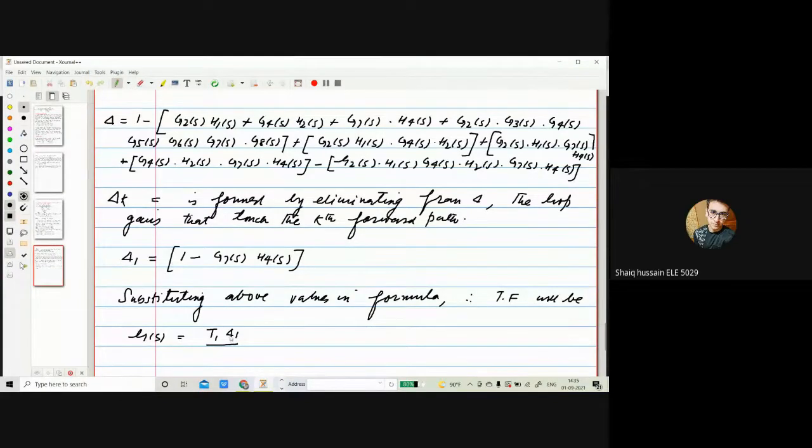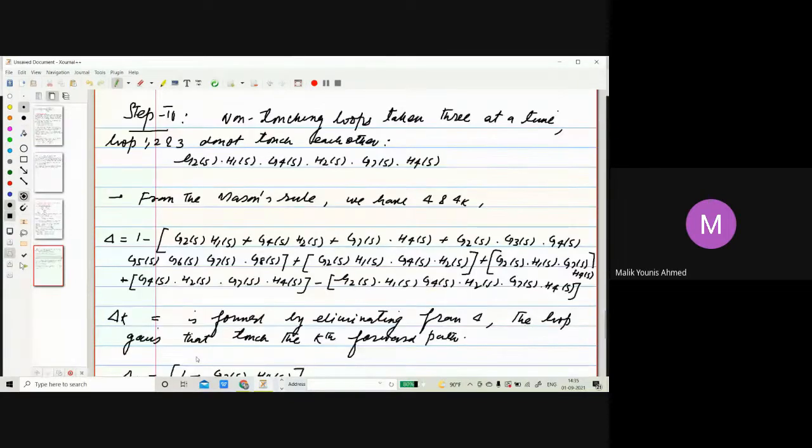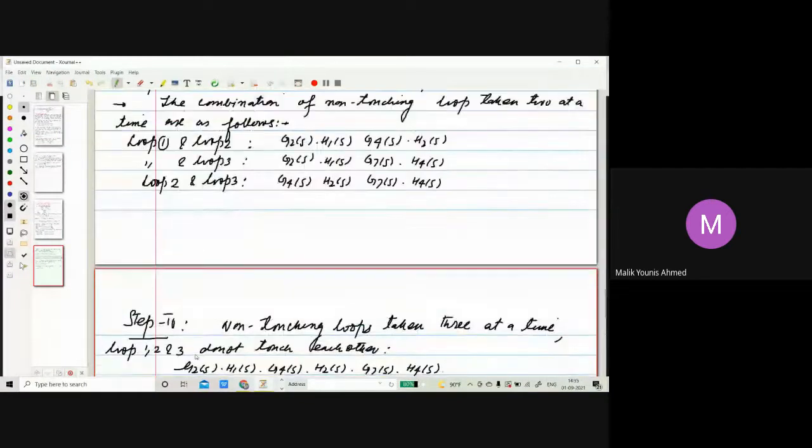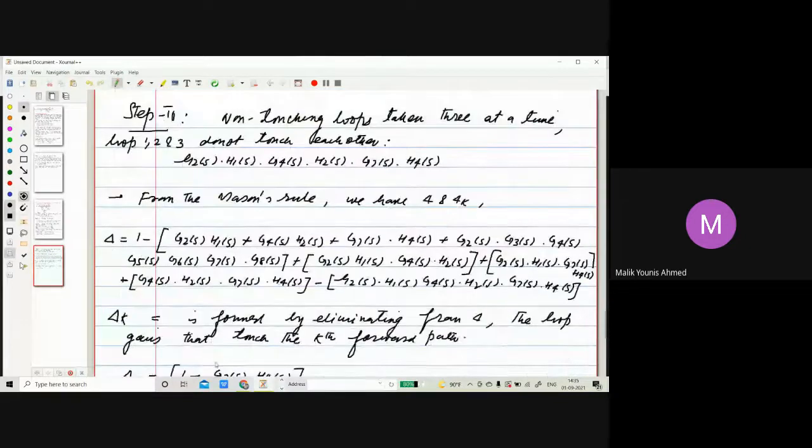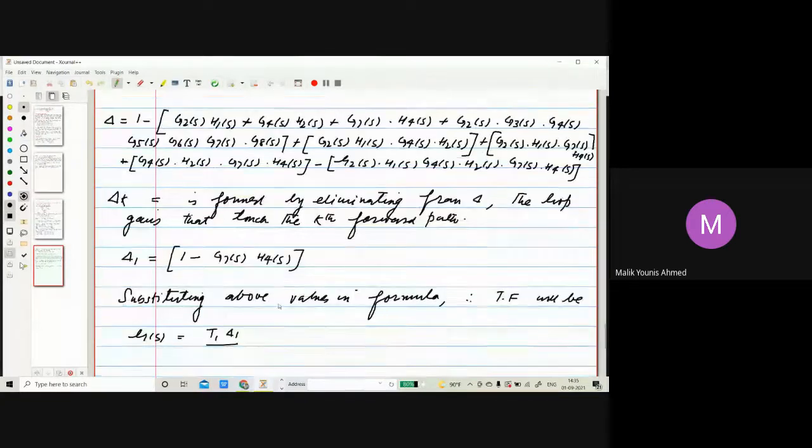So delta K, let me explain again. Delta K, you should always remember, is 1 minus something. Okay, this is an empirical formula, we can't derive this. This was given by Mason. So how has he done it? Delta he has found as 1 minus, so you know, the summation of the product of loop gains, then plus the summation of the product of non-touching loop gains taken 2 at a time, minus that 3 at a time, and that will continue from there onwards.